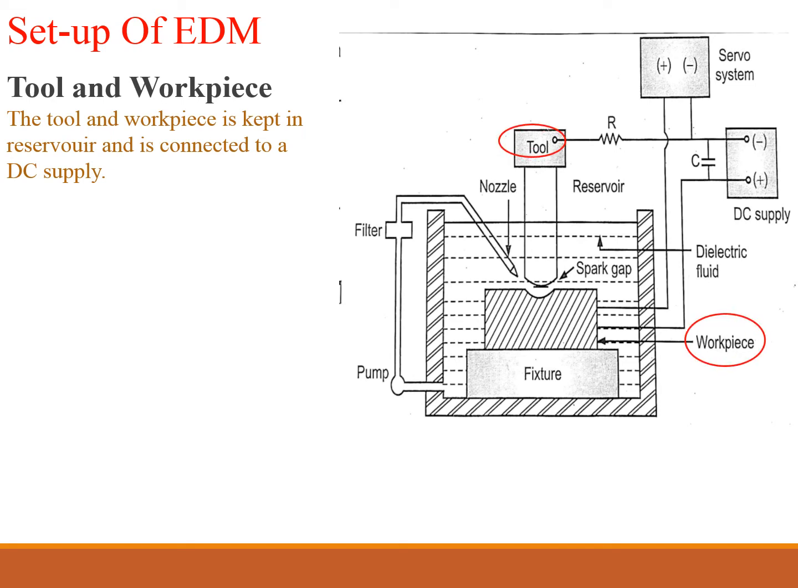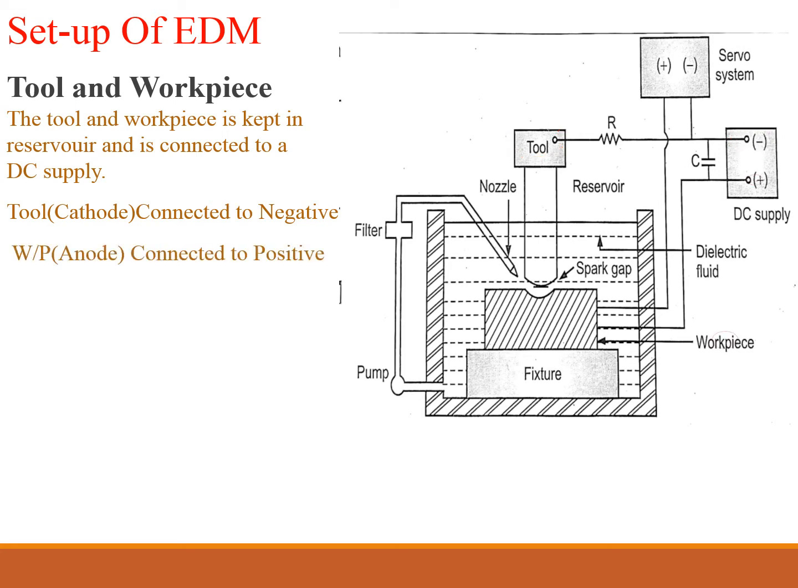The tool and workpiece are kept in a reservoir and are connected to a DC power supply. The tool is connected to the negative terminal, so it becomes a cathode, while the workpiece is connected to the positive terminal and becomes an anode. The workpiece can be mounted on the machine table using any suitable work holding device like a magnetic table, chuck and vice.